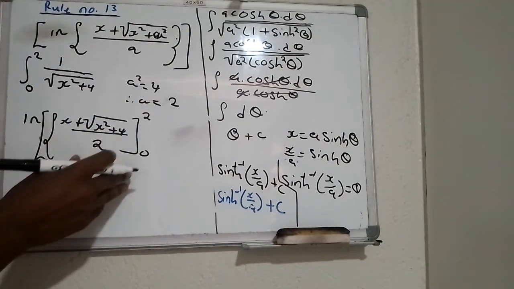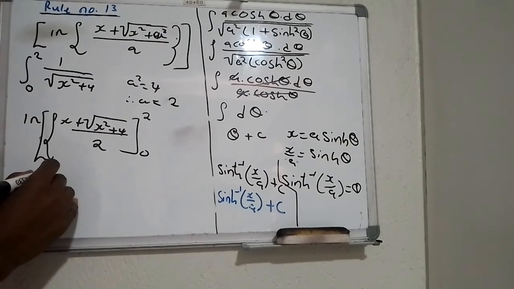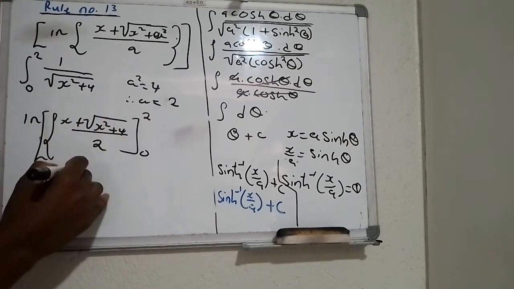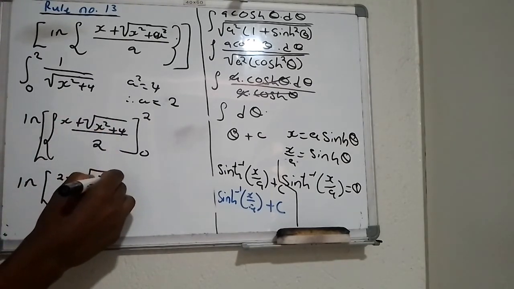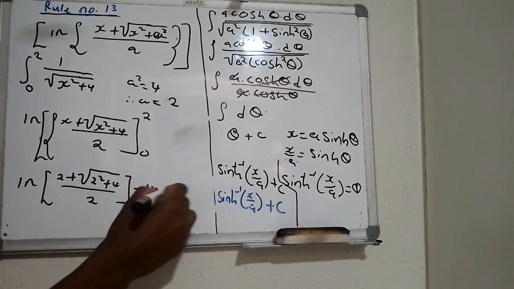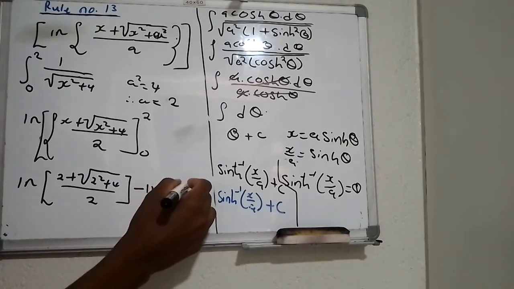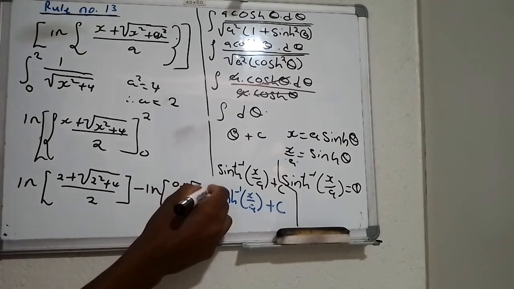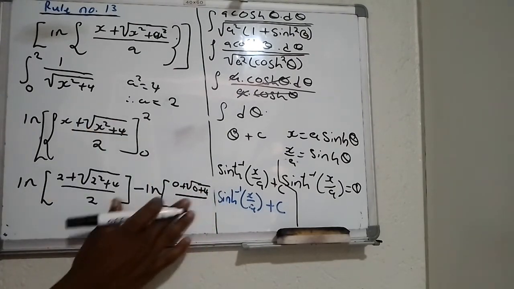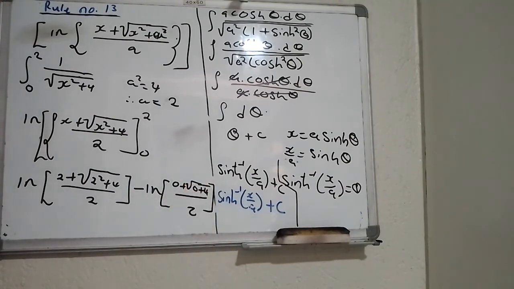Then I can further simplify it and say ln of 2 plus the square root of 2 squared plus 4, all over 2, minus ln of 0 plus the square root of 0 plus 4, over 2. Now, what is my solution? You can just punch your calculator and get your solution here. Let me punch mine and get my solution.